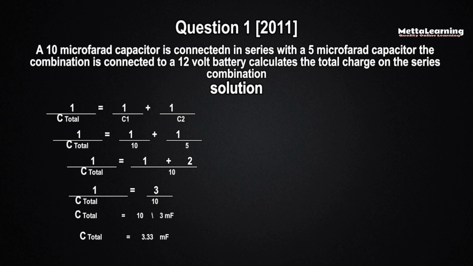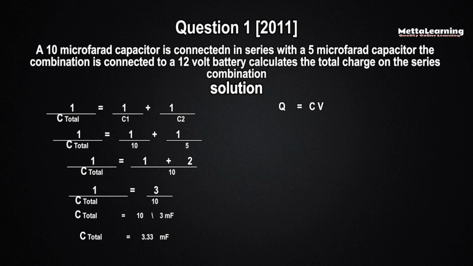Now that's not all. The next thing for us to do, remember from our question, is to get the total charge on the series combination. To get the total charge, we use the formula for the quantity of charge on a capacitor, which is Q equals equivalent capacitance times voltage. From our question, we're given a voltage of 12 volts, and our equivalent capacitance is 3.33 microfarad.